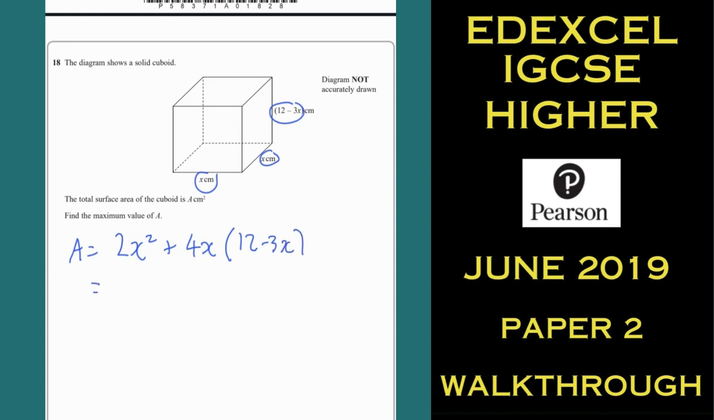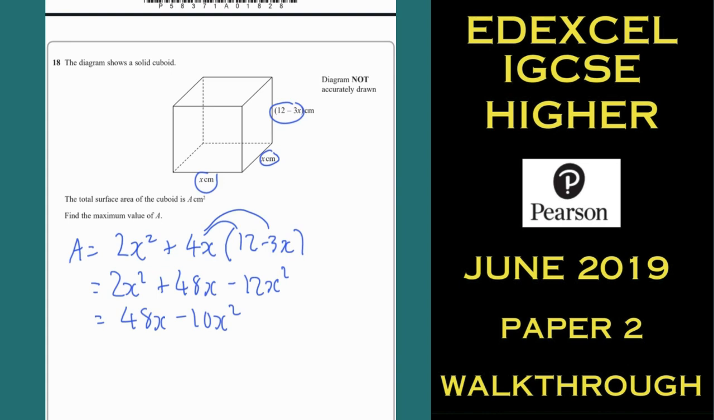So first job is expand and simplify. So 4x times 12 is 48x. 4x times minus 3x is negative 12x squared. So when we tidy up, I'll bring the x's to the front. There's 48x, take away 10x squared.